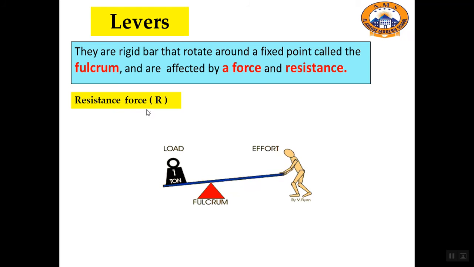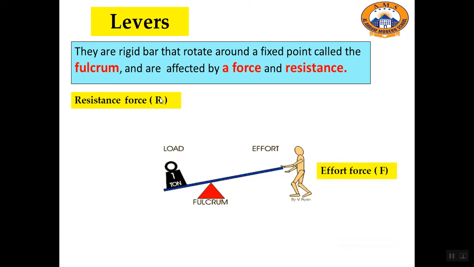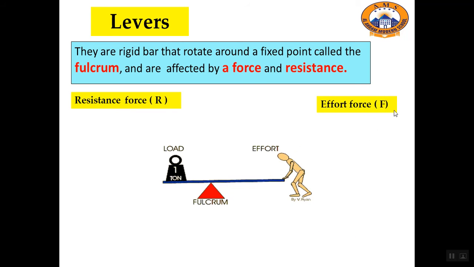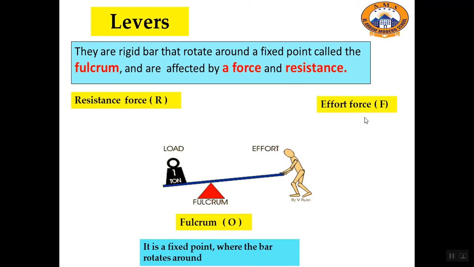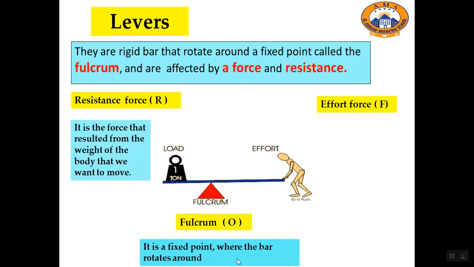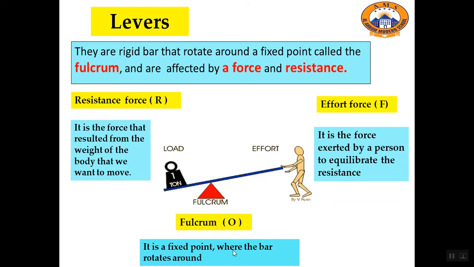The resistance force, we give it the letter R. The effort force, we give it the letter F. And the fulcrum, we give it the letter O. Again, what is the fulcrum? It is a fixed point where the bar rotates around. The resistance is the force that results from the weight of the body that we need to move. And the effort force is my force, the force exerted by a person to equilibrate, or to be equal to, the resistance force.